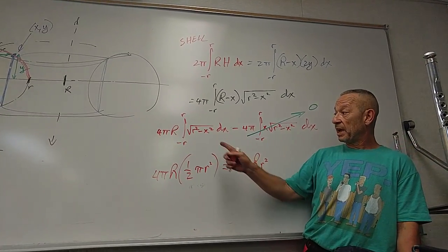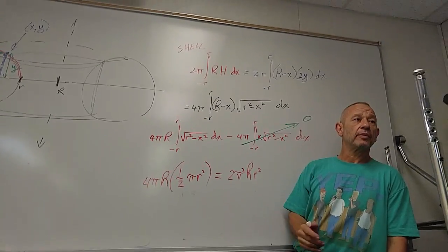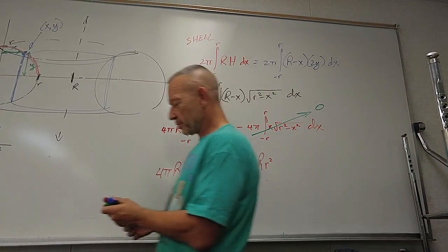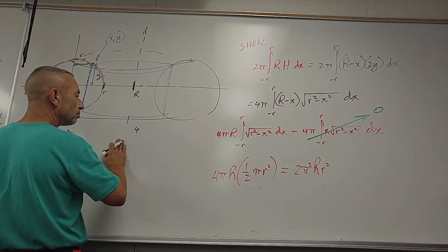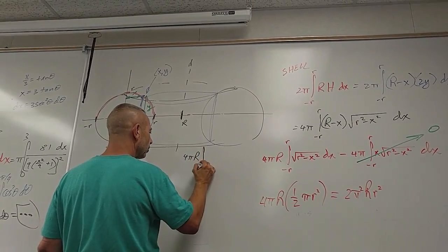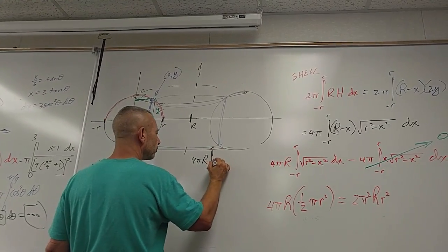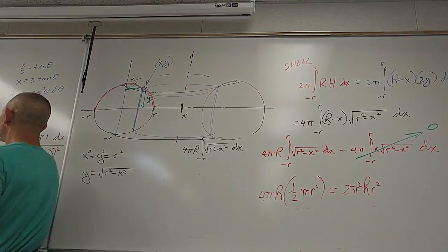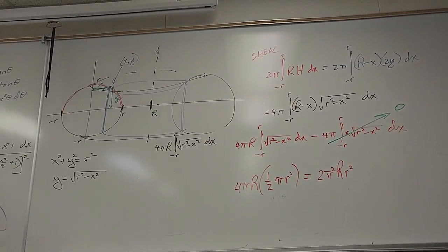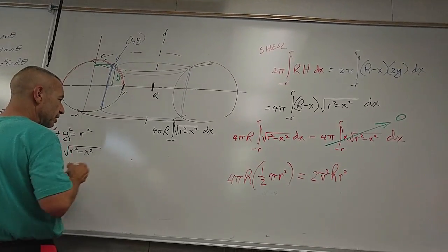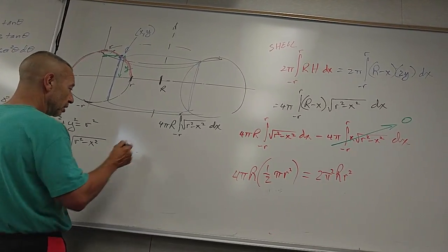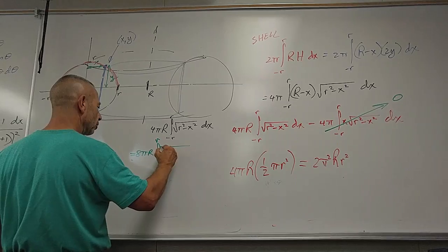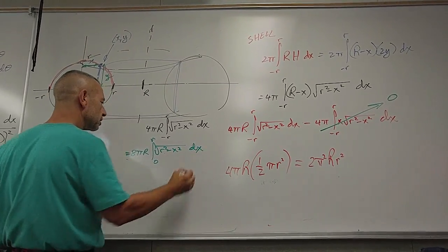Well, that was because back in Calc 1, we weren't ready for that, were we? Well, are we ready for it now? Can you do 4 pi capital R integral from minus little r to plus little r of the square root of r squared minus x squared dx? Well, the first thing you ought to do is recognize that that's an even function on a symmetric interval. So I'm going to rewrite that as 8 pi capital R integral from 0 to little r of the square root of r squared minus x squared dx.